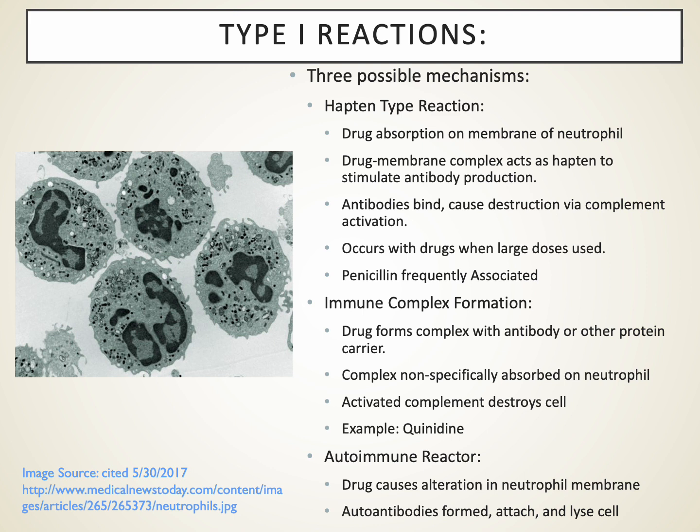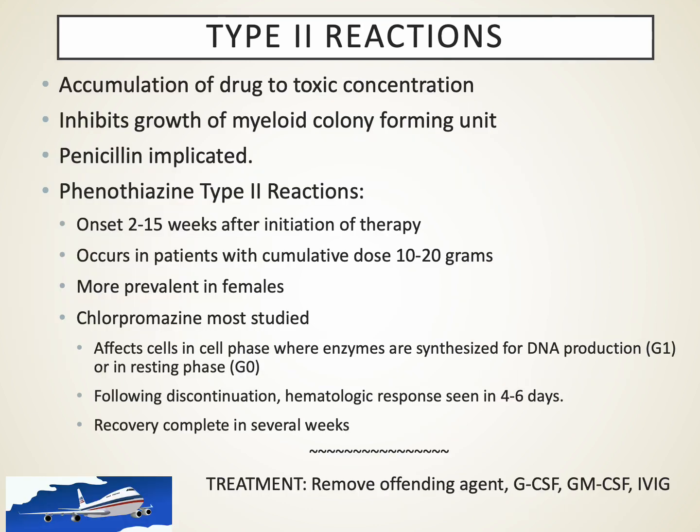We see this with platelets as well as with red cells, and you'll see a similar kind of presentation with bone marrow suppression in white cells, or effects on white blood cells. We also have a type 2 accumulation of toxic concentrations. Again, we'll see this more often with drugs that are known to be toxic.